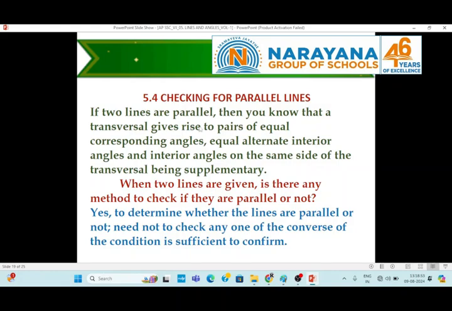If two lines are parallel, then you know that a transversal gives rise to pairs of equal corresponding angles. Just now we discussed equal alternate interior angles and interior angles on the same side of the transversal being supplementary. So when two lines are given, is there any method to check whether they are parallel or not? Yes. To determine whether the lines are parallel or not, we need not check all the conditions, just the converse of the above conditions. Among all, any one of the conditions is more than enough to declare whether the lines are parallel or not.